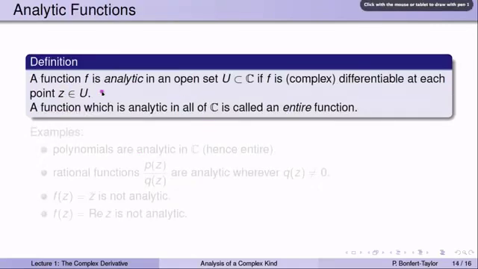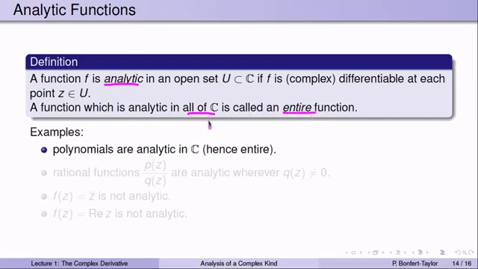Here's another definition. A function f is analytic in an open set U in the complex plane if it is complex differentiable at each point in U. We need differentiability in a whole open set. We're not interested in functions that are simply differentiable at a point. We want them to be differentiable in a whole open set. If that open set happens to be all of the complex plane, so if the function is differentiable at each point in the complex plane, we've seen some examples, then we also say this is an entire function.